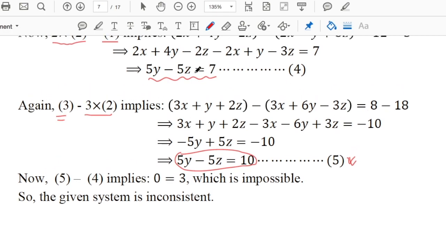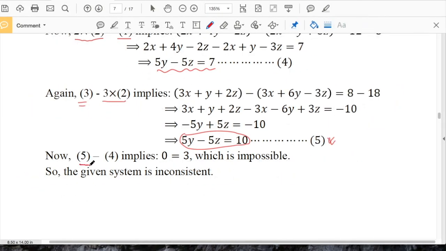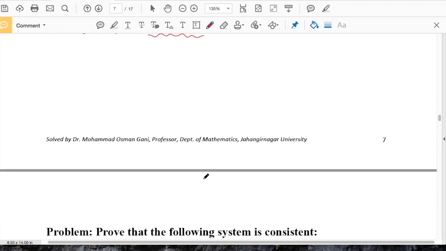And you see, you can do 4 minus 5 or 5 minus 4. That implies 0 equal to 3 when you subtract 4 from 5, since the left hand side is the same. So you will get a contradictory statement like this, 0 equal to 3, which is impossible, which indicates that the system has no solution. It means the system is inconsistent.